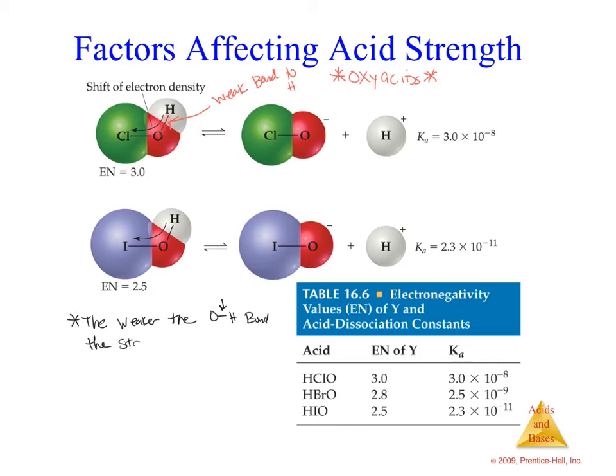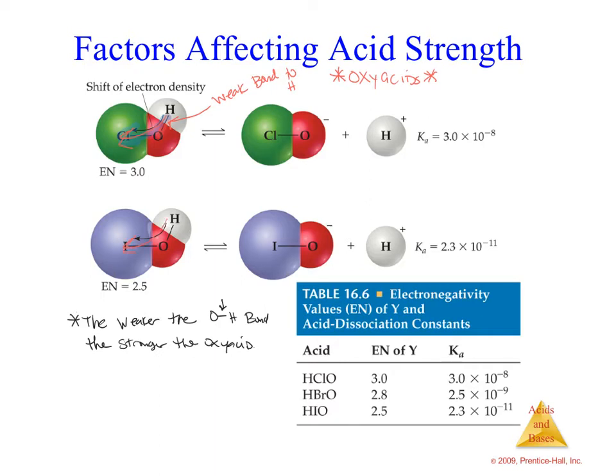The stronger the oxyacid. So what makes the bond weak? If I have electron withdrawing groups next to it. So I can think of this chlorine as pulling electron density away. So that chlorine is pulling electron density away, making that OH bond weaker, and so is the iodine.